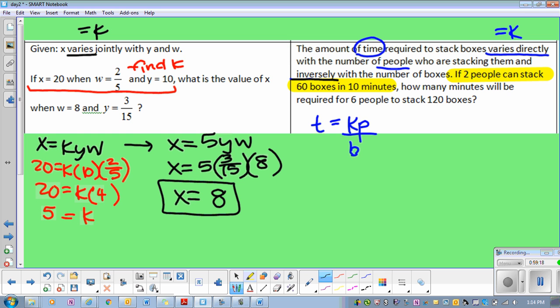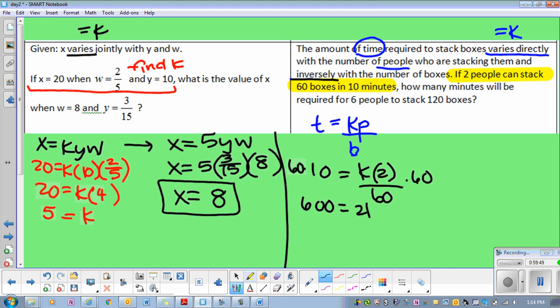So 2 people can stack 60 boxes in 10 minutes. And you know what? Be careful of the units, all right? Because they're telling me 10 minutes here, and I hope they ask me for minutes later on, but what if they say like hours or seconds? I mean, that would be the worst, but. So then what is this? 60 times 10 is 600. 300 equals 2k.